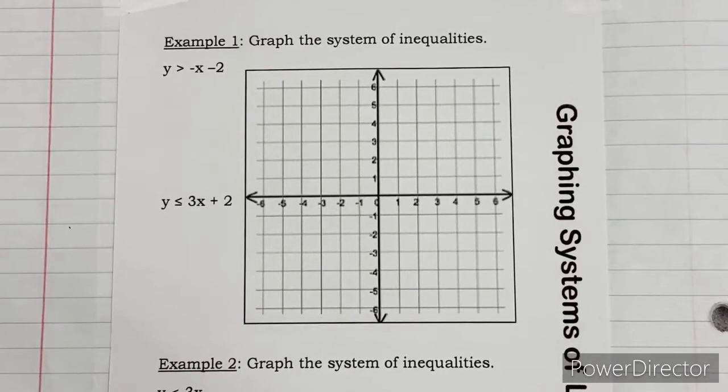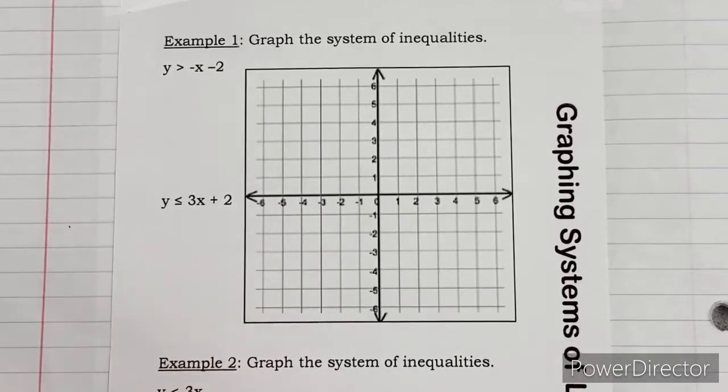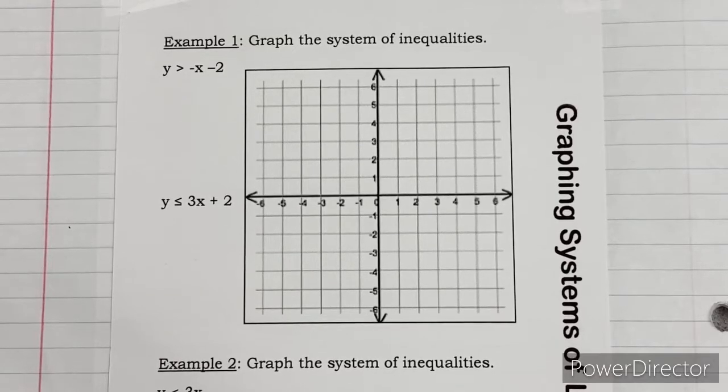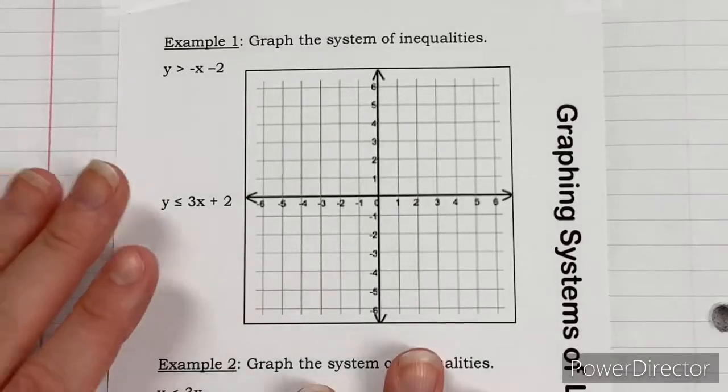Step 2 was use the slope and y-intercept to actually graph them. Step 3 was solid or dashed line. And then step 4 was, do you shade above or below? So you're going to use that same idea for this.